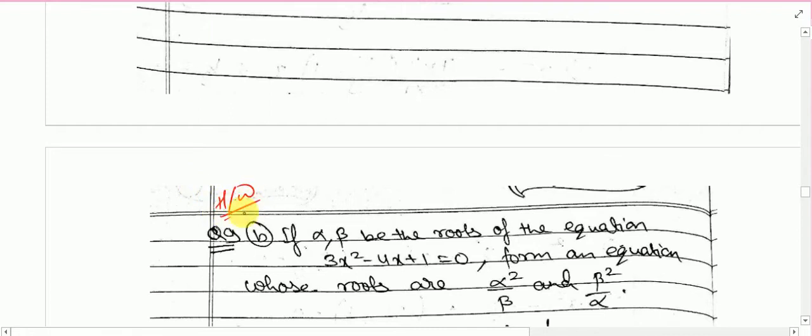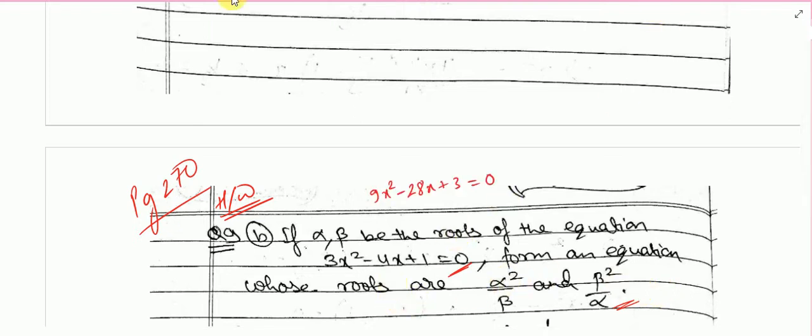Take this question as your homework. This is also from page 270. If alpha, beta are the roots of the equation, then form an equation whose roots are alpha square upon beta and beta square upon alpha. So this will be your homework, and this is the answer for this question: 9x square minus 28x plus 3. So solve this by yourself and verify your answer.